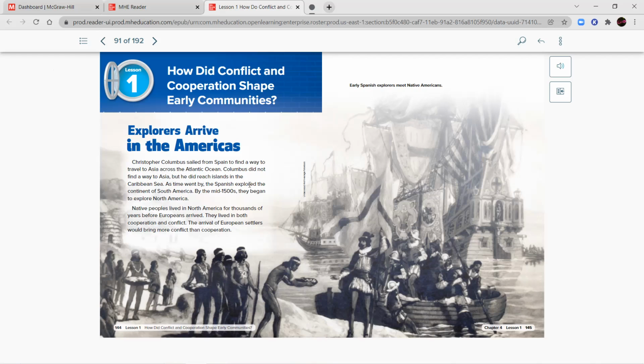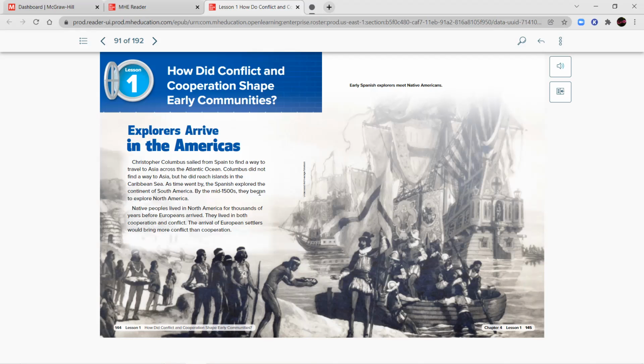As time went by, the Spanish explorers explored the continent of South America. By the mid-1500s, they began to explore North America. Native people lived in North America for thousands of years before Europeans arrived. They lived in both cooperation and conflict. The arrival of the European settlers would bring more conflict than cooperation.